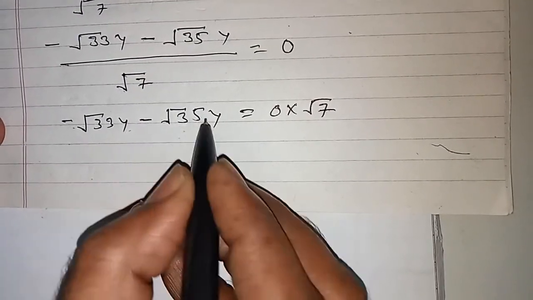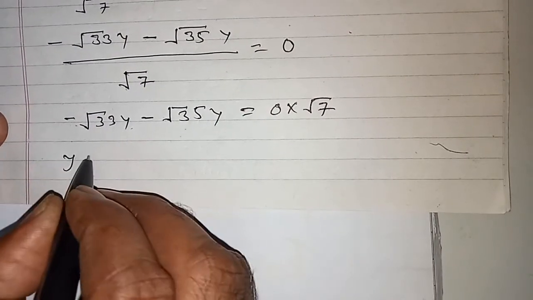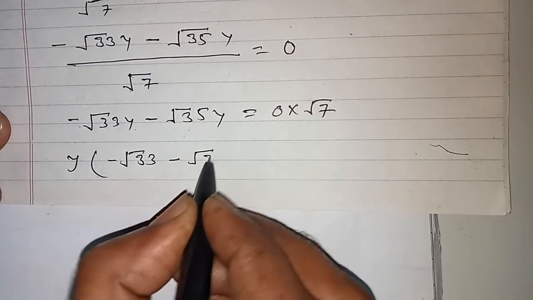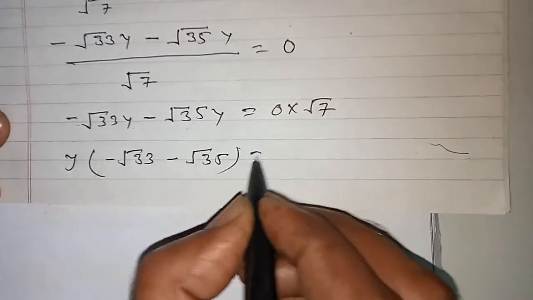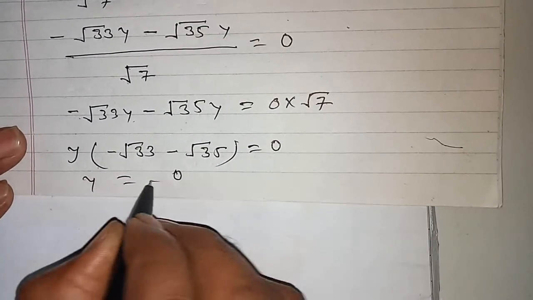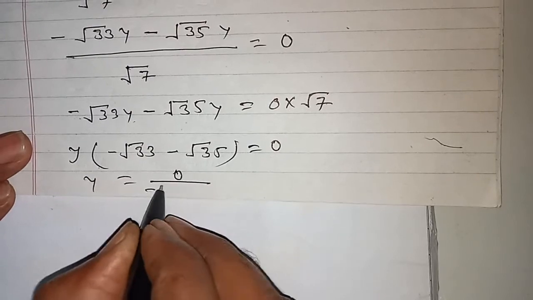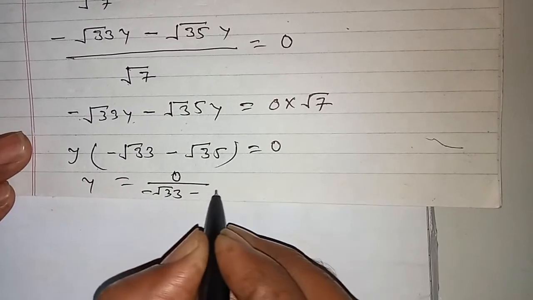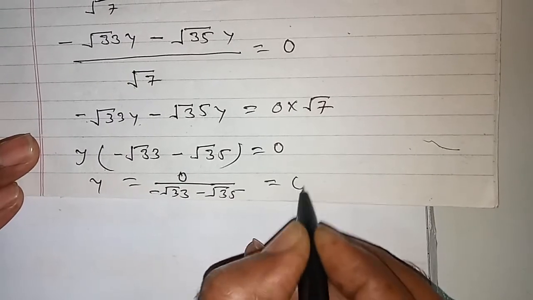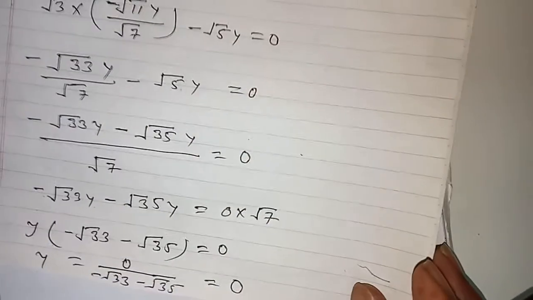Now taking y as a common, we get minus root 33 minus root 35 is equal to 0. So y equal to 0 upon minus root 33 minus root 35 is equal to 0. Hence the value of y is equal to 0.